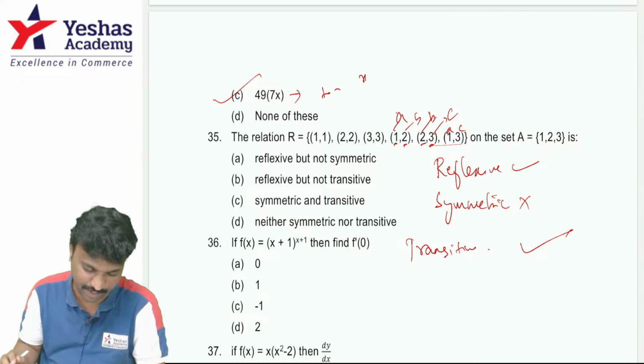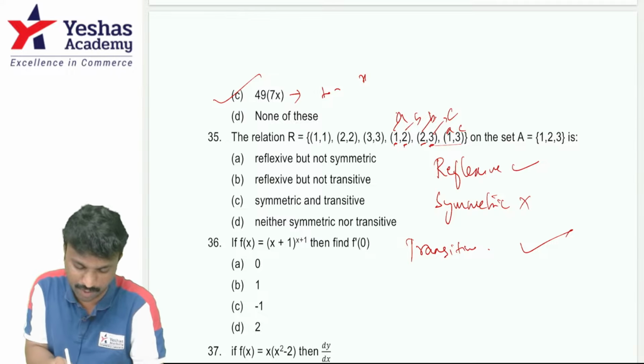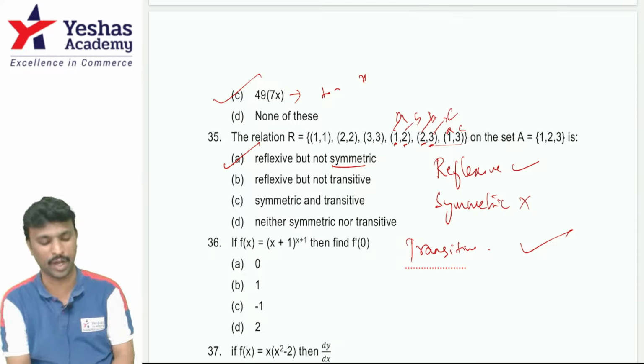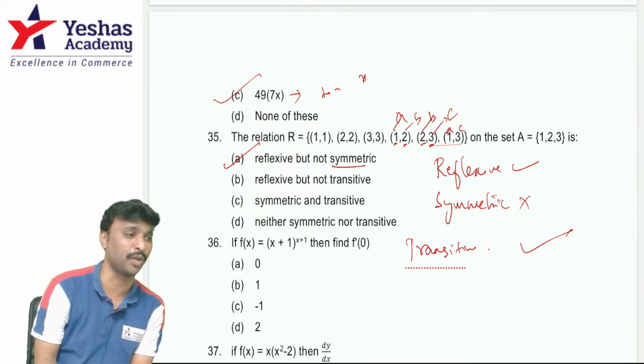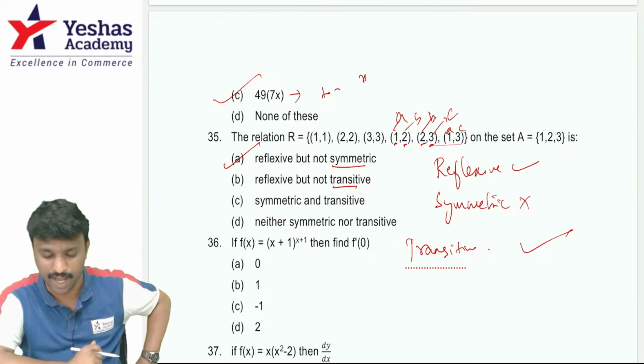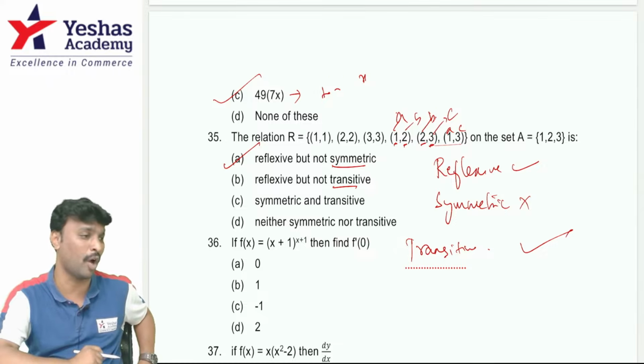It is reflexive and transitive, right? It is reflexive but not symmetric. So which option you have to check? You have to take reflexive but not symmetric. They have not spoken about transitive here. In option B, they have said not transitive. So obviously, I cannot go for option B.